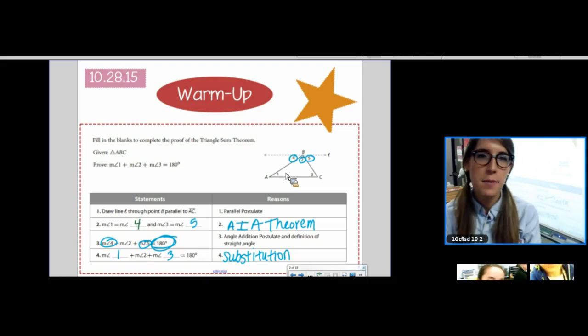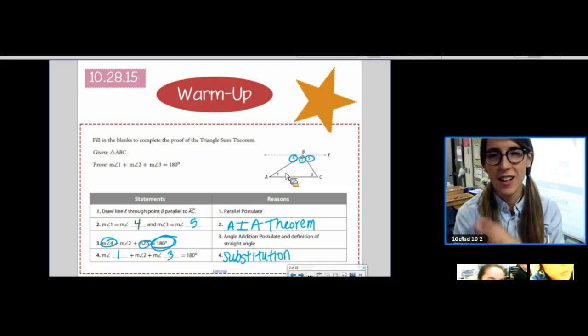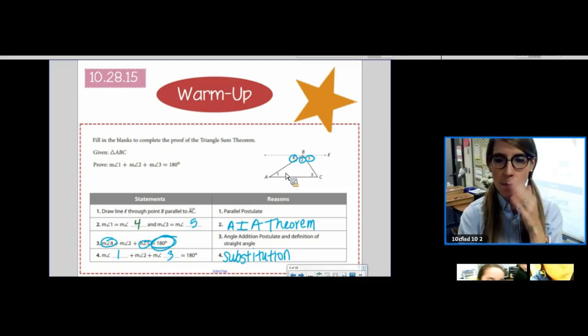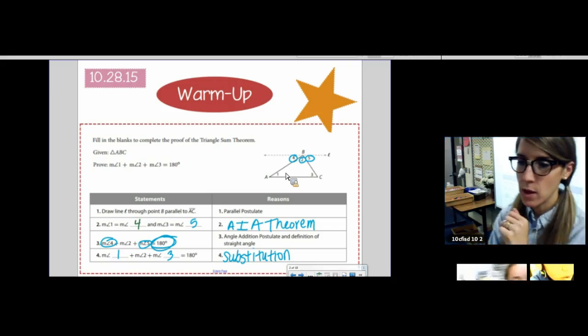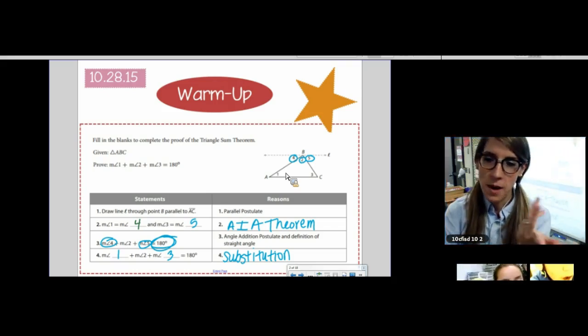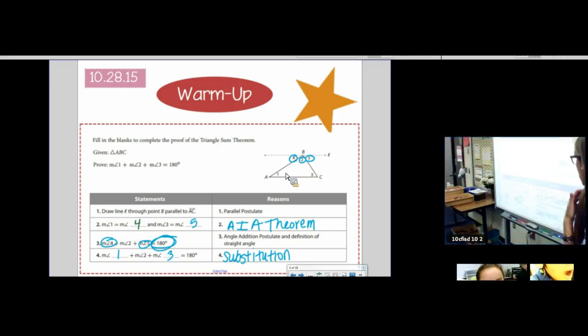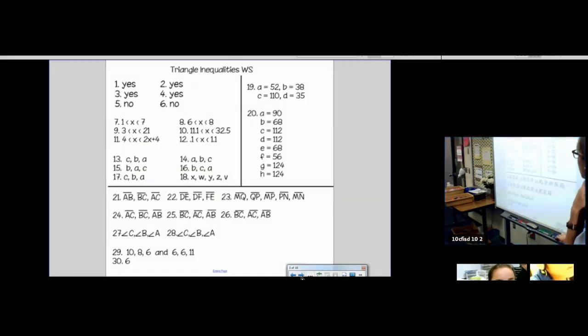Substitution and transitive get mixed up a lot, so from now on in this class we're just going to use substitution and we're going to keep it nice and easy. So we're not going to use transitive anymore, we're just going to keep it to substitution in our class, okay? So, whatever, we proved the triangle sum theorem. Fabulous. Alright, let's check last night's homework.